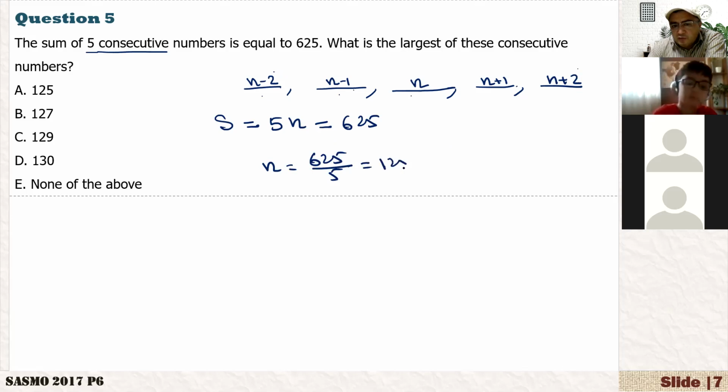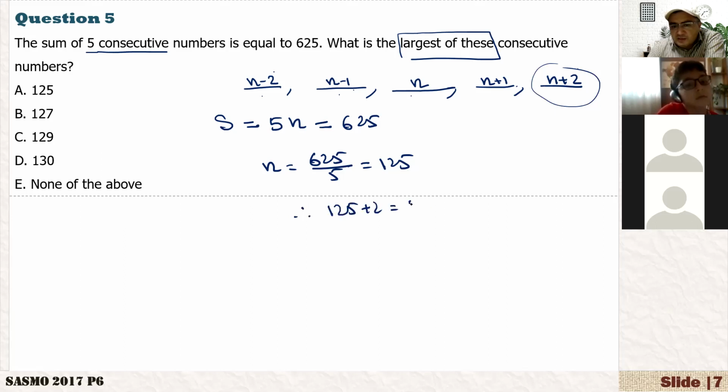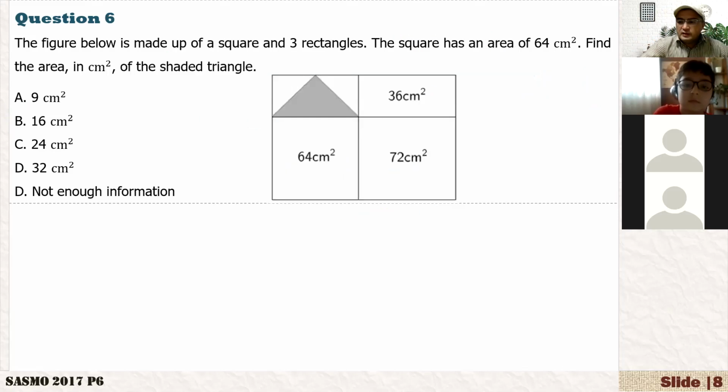That's equal to 125. But the question asks what is the largest of these numbers, right? Which one is the largest? It is n plus 2. So the largest one is 125 plus 2, which is equal to 127. In this way, your way is also okay, but this one usually gives us the solution much faster. Okay, very good. Next question.